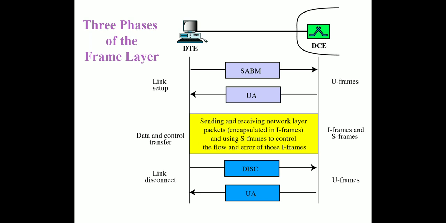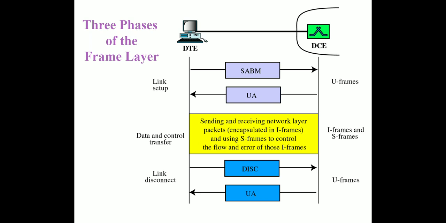If the DCE is ready for the connection, it will reply using an Unnumbered Acknowledgement, or a UA frame, to the DTE. Once the UA frame is received by the DTE, the link is established. So link setup is done. Now the DTE and DCE can send their data using the I frame and also the control frames, that is the S frames. After the entire transmission of data takes place, the link is no longer needed.